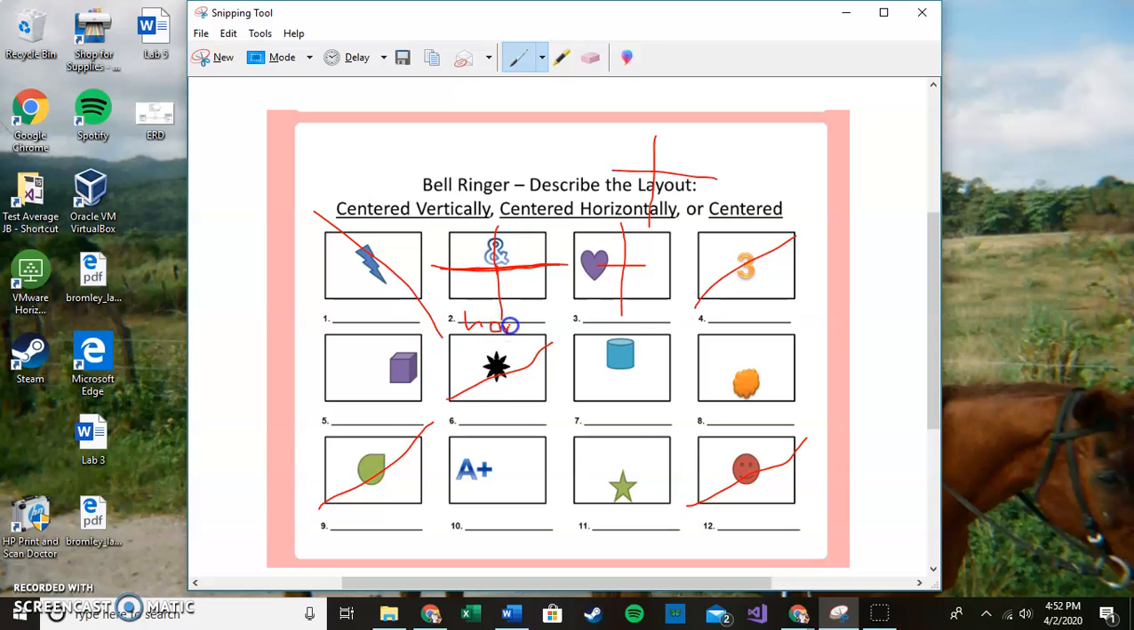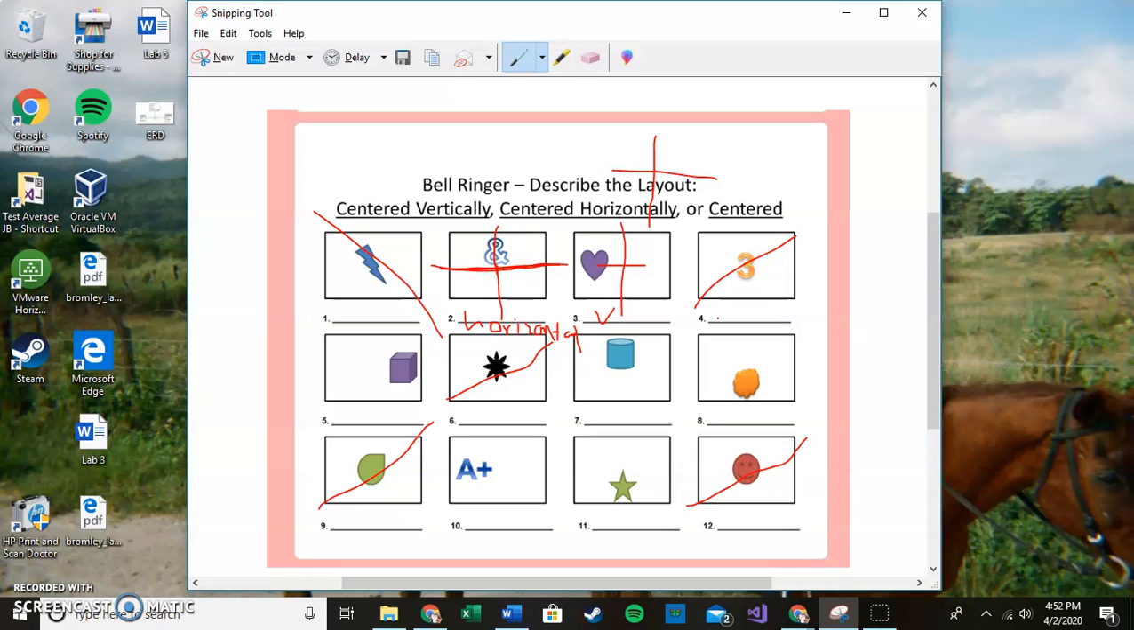Ooh, I cannot write with this. I'm using a mouse. So forgive that. I'm just going to write a V here for vertical because there's no point in writing that gibberish.